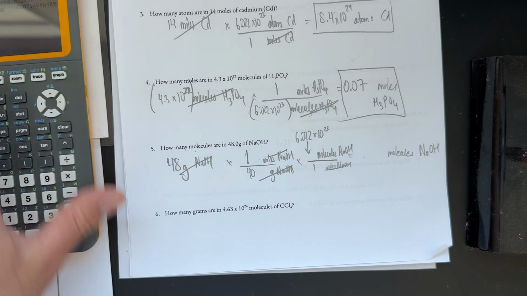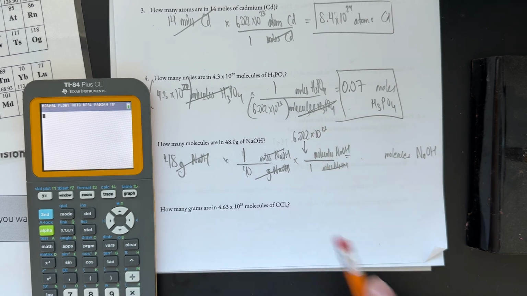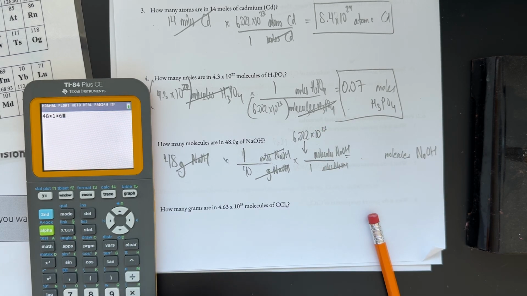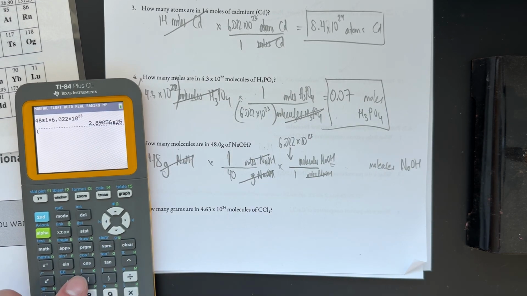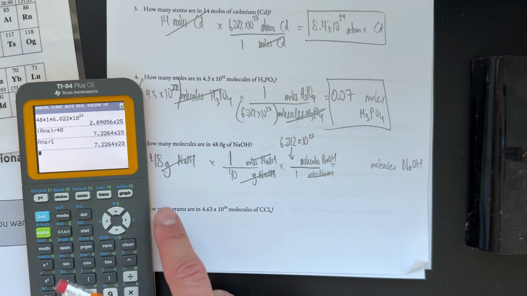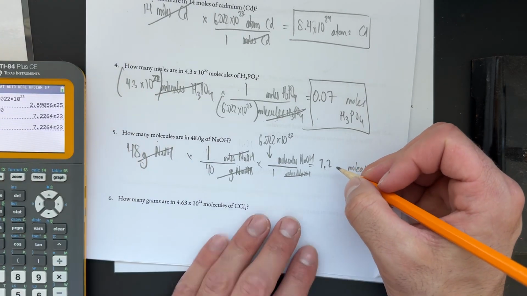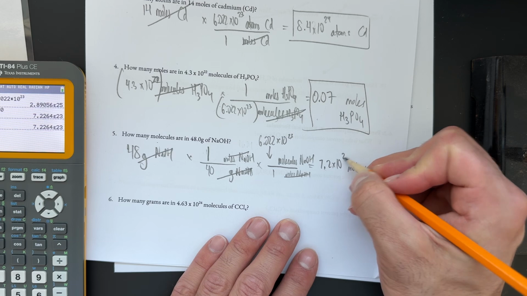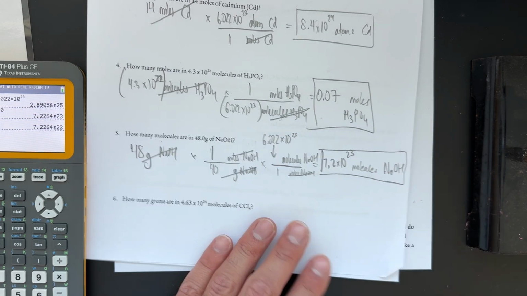Now you might say, how do I put that in my calculator? Well, what you're doing basically is we're just going to multiply 48 by 1 and by 6.022 times 10 to the 23rd. That's going to be our top. I'm going to put that in parentheses, and then divide it by 40. Then I'll also divide it by 1, but that's just going to be the same thing. So I'll get 7.2. I have 2 sig figs here, so 7.2 times 10 to the 23 molecules of NaOH.